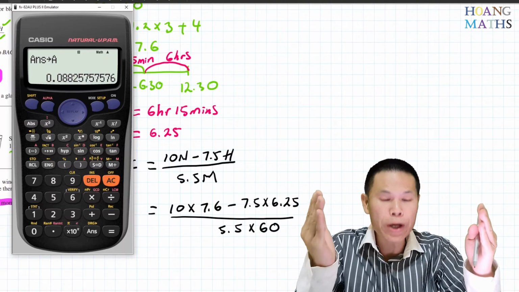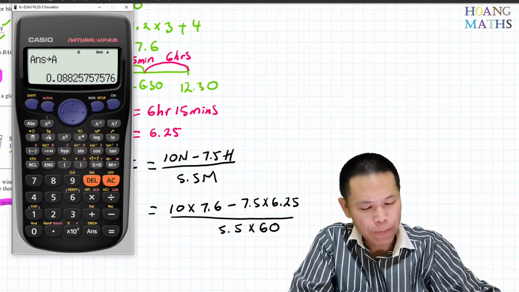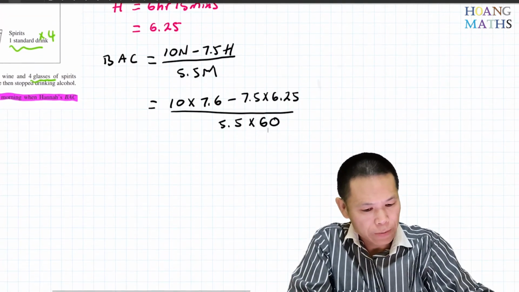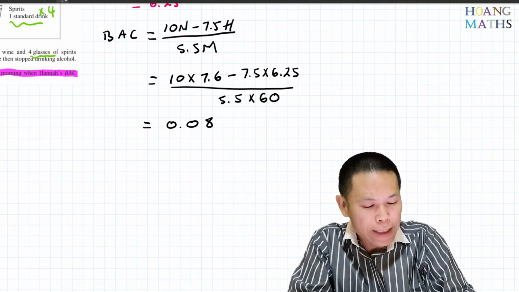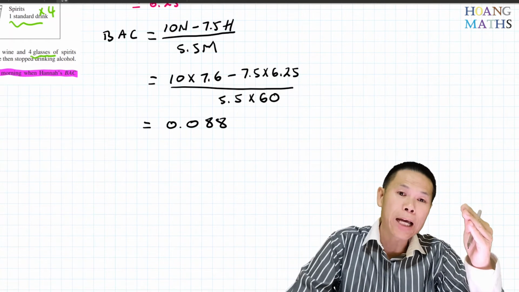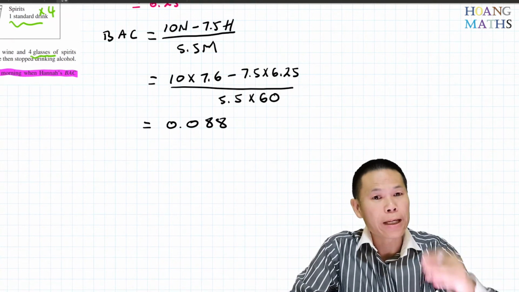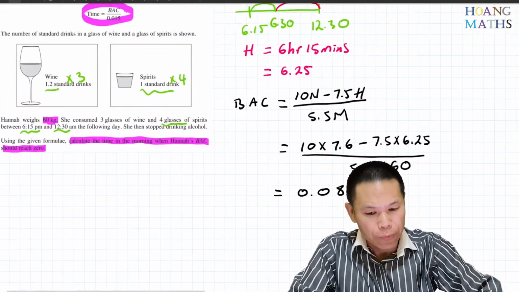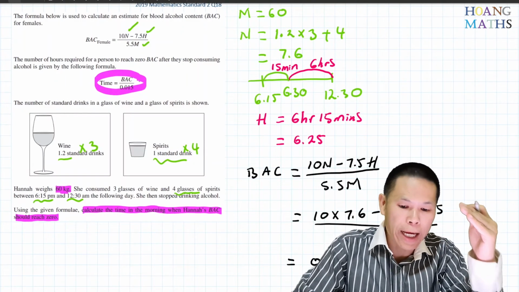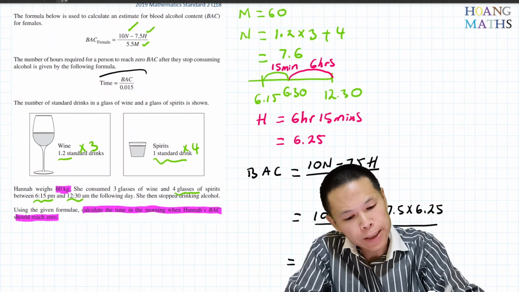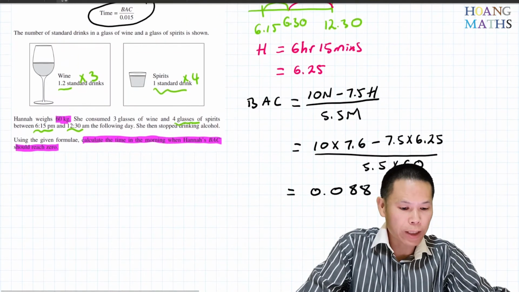So 0.088. Let me write this down. Equal to 0.088. So that is her blood alcohol content. But the question is the time that the blood alcohol content reaches 0. The formula is given by this.